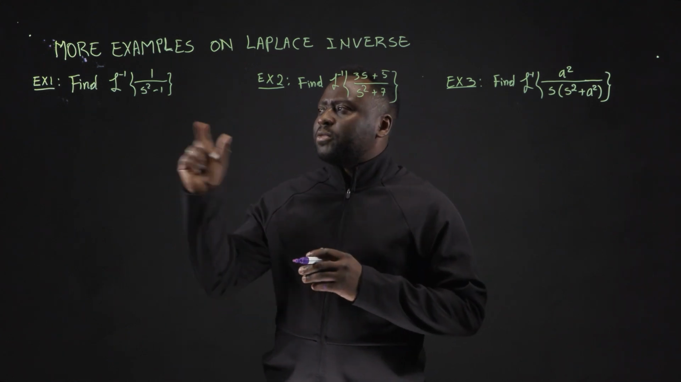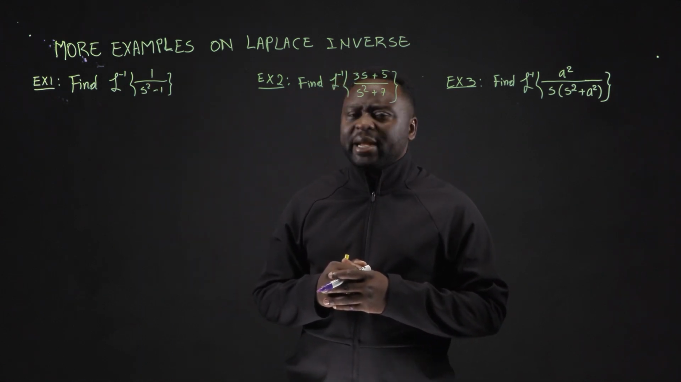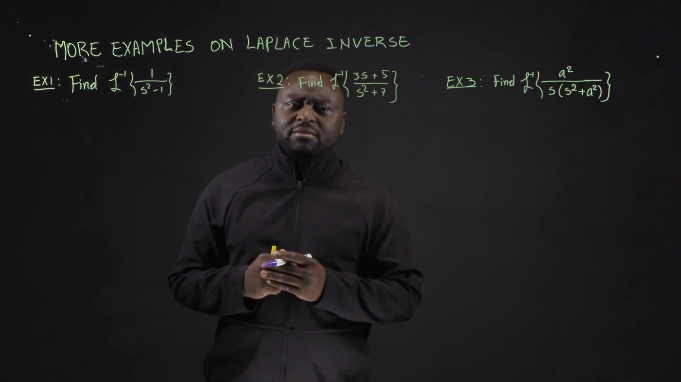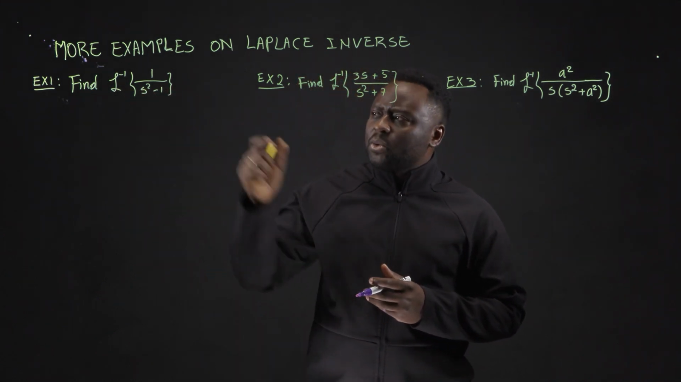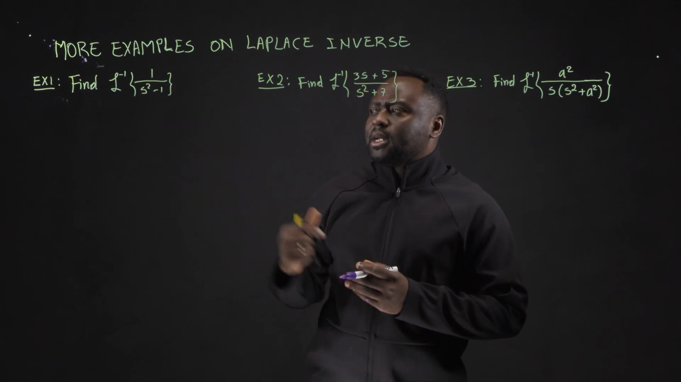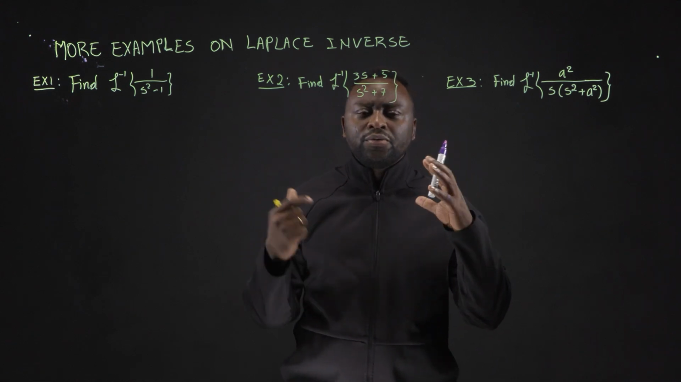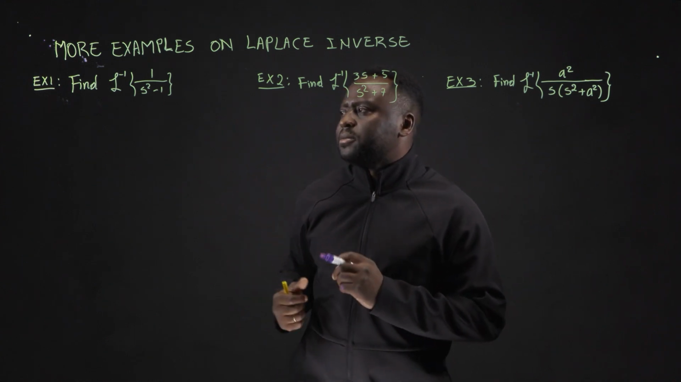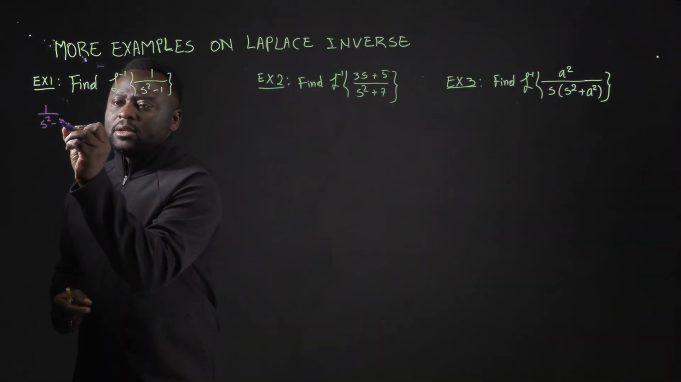Okay, so for the first example, we have this fraction 1 over s squared minus 1. We have to do the fraction decomposition first before we can find the Laplace inverse, because you cannot find this Laplace inverse directly from the table. You can obtain the Laplace inverse of these functions from the table. That's why we use the fraction decomposition, and it will help us obtain the form of fraction that we already have in the table, and from there you can solve it. Then let's start. 1 over s squared minus 1.